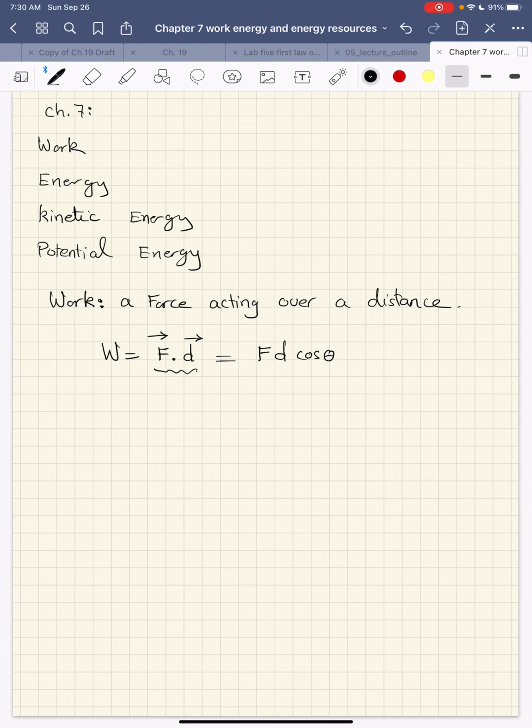Now what is new here, that this theta is the angle between the force and the displacement. It has nothing to do with the axis.